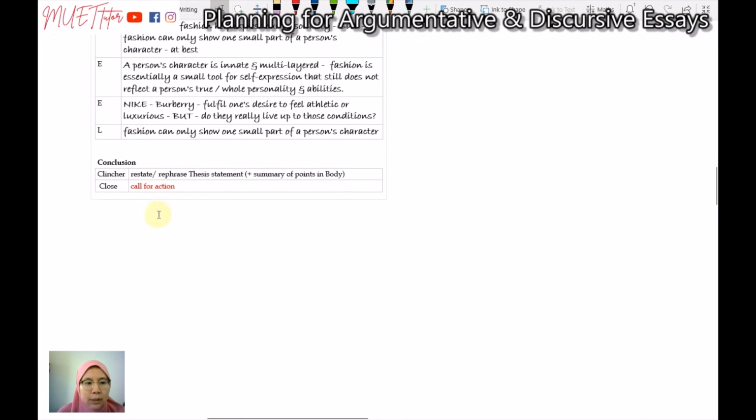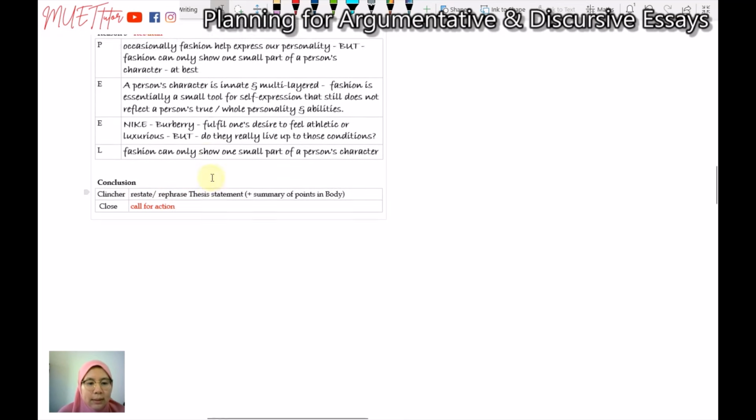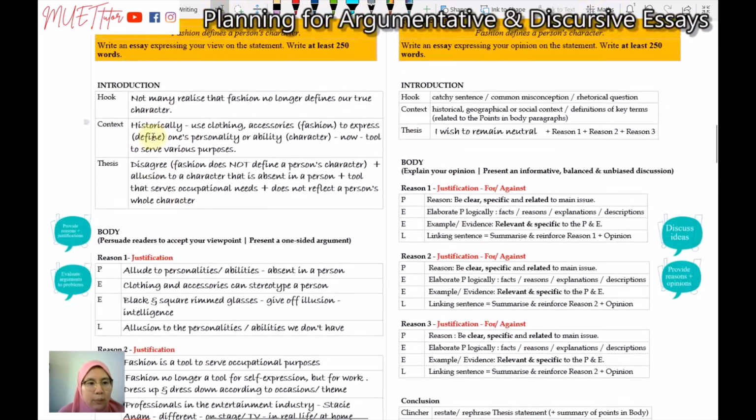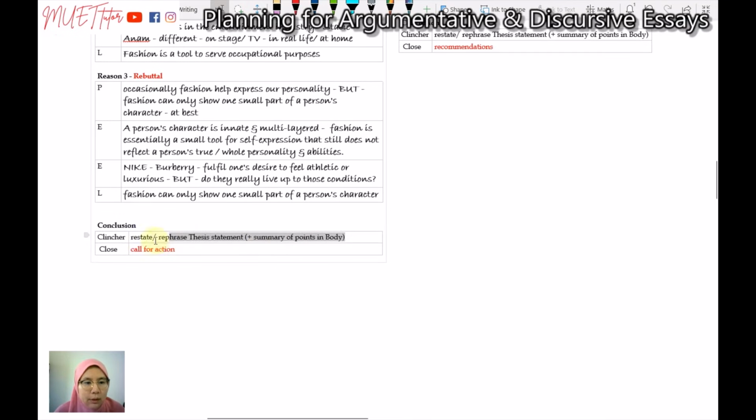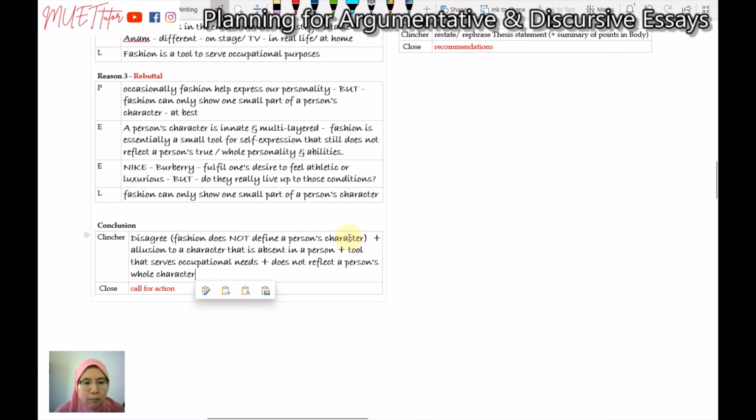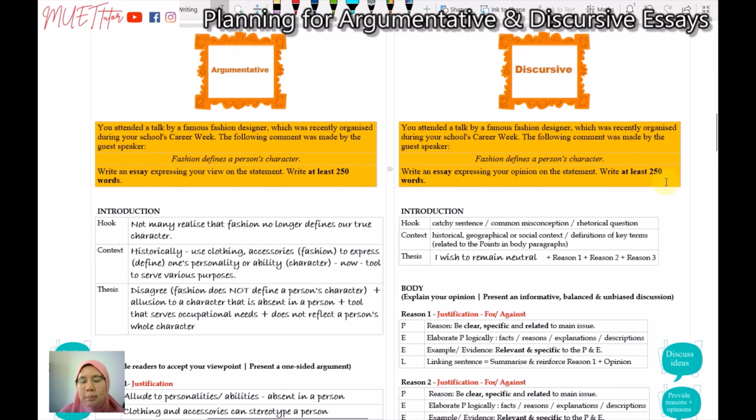In the conclusion, the clincher, you can take from your thesis. Here. And put it down here. Then to close, we can have it like this. Now let's try planning for the discursive essay.